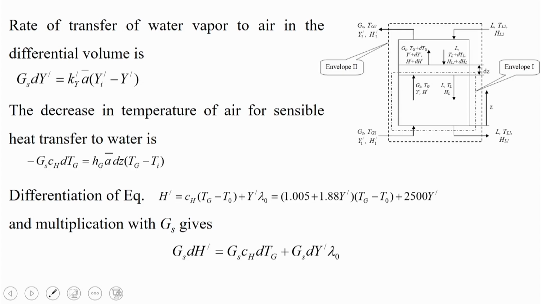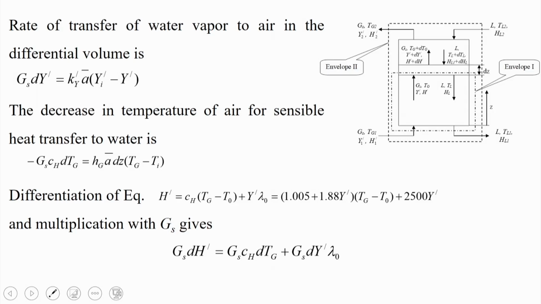Now we differentiate the equation we obtained for the total enthalpy of the system, H prime equal to C H into T G minus T 0 plus y prime into lambda 0, where T 0 is 25 degrees Celsius. That is 1.005 plus 1.88 into y prime, into T G minus T 0, plus 2500 into y prime. In the previous class we already derived that enthalpy equation.